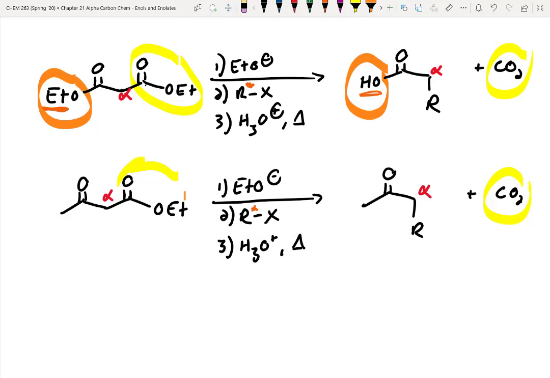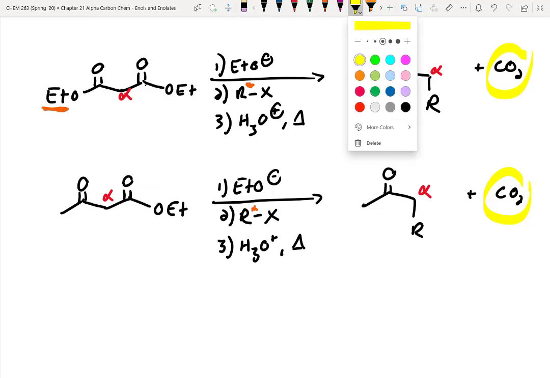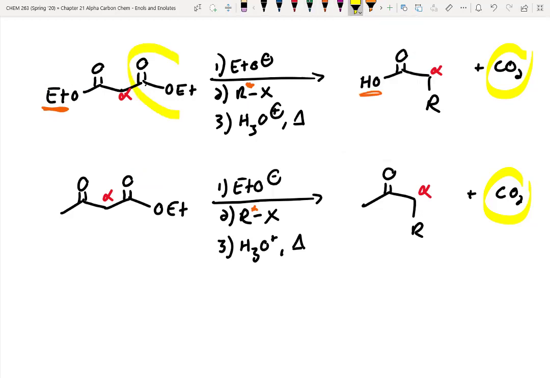It could show up on one of our exams, so if you are ever stuck, make sure that you spend time to draw out the full mechanism. And then the key features students tend to struggle with, in my experience, is actually converting the ethyl ester to the carboxylic acid and then decarboxylating and losing CO2. So make sure that you do review that.